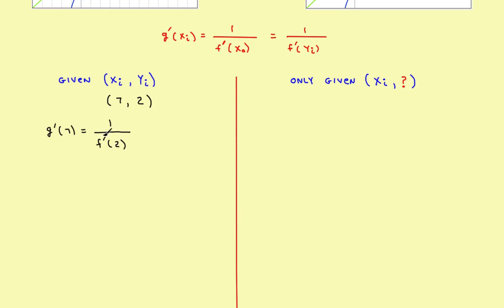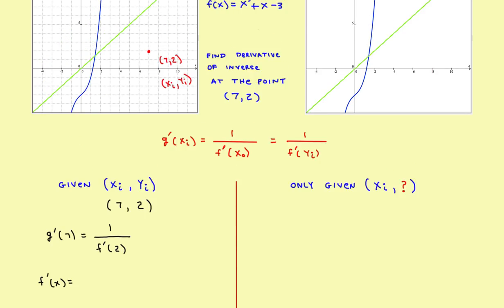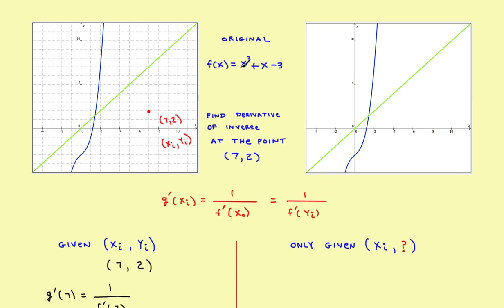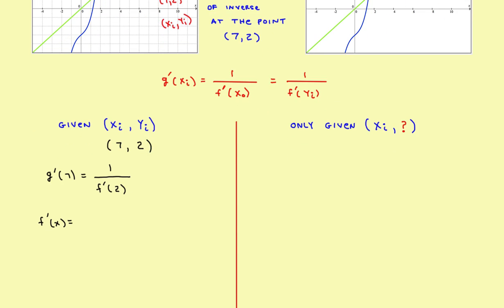So first of all, here's what you need. You need the derivative of the original function. So you want to find f prime of x, and just take the derivative of the original function, which was x cubed plus x. So that derivative is going to be 3x squared plus 1. So the derivative of the original function was 3x squared plus 1.